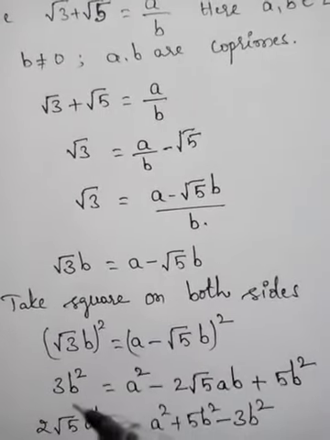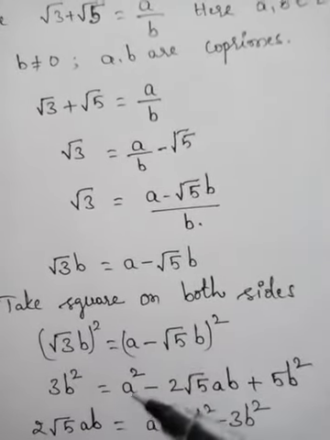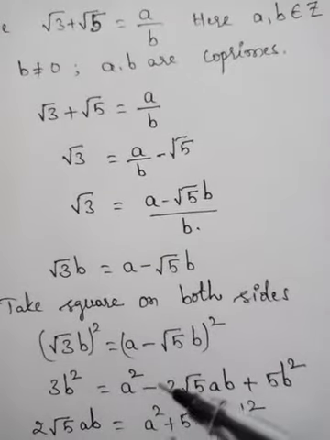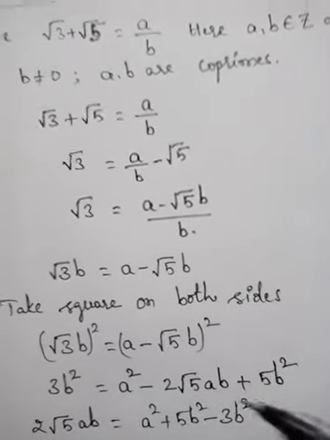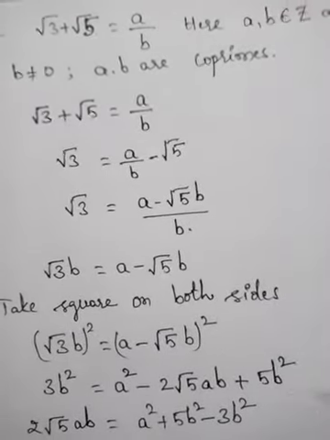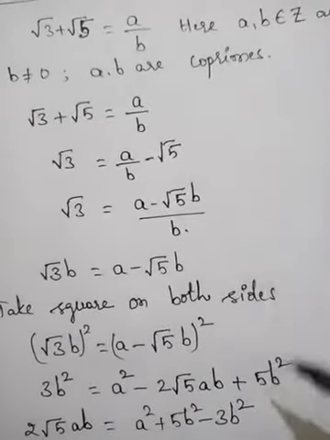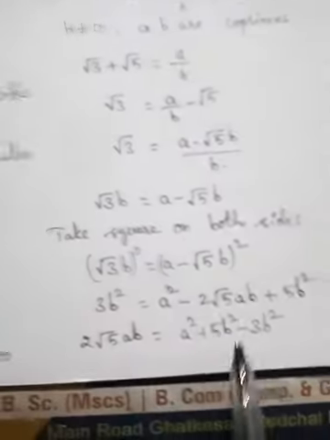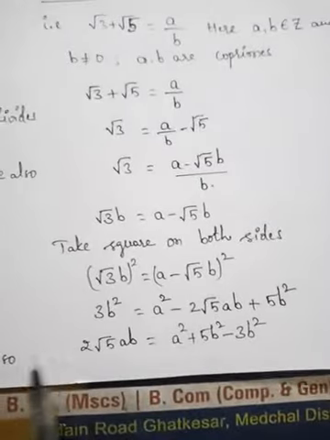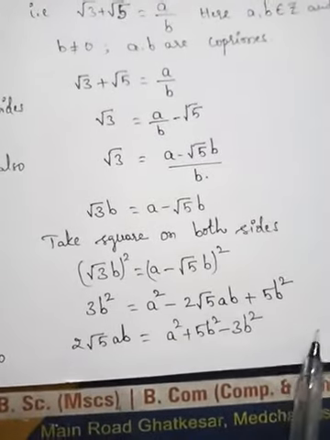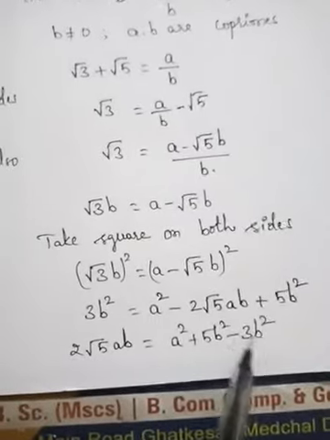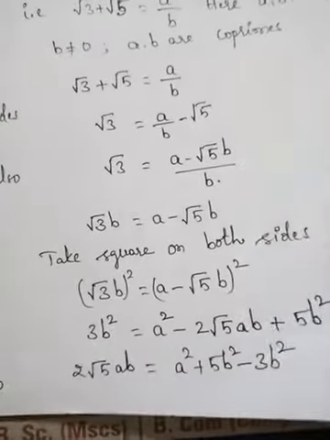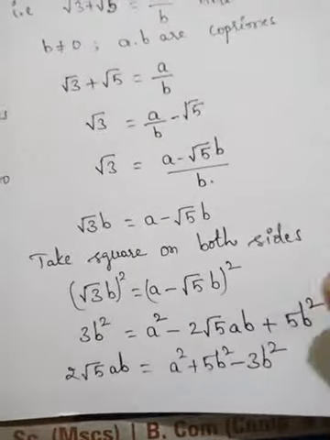Expansion: root 3 square is 3, b square is b square only. Next, a minus root 5b whole square formation: a square minus 2ab, that means 2 into root 5 into ab, root 5 ab, plus root 5 square is 5 only. 5 square, 5b square as it is, b whole square is b square only. Now I am transposing this 2 root 5ab to the left side, and 3b square to the right side. That means root terms are on one side and the remaining terms on the other side. Now 2 root 5ab is equal to a square plus 5b square minus 3b square.